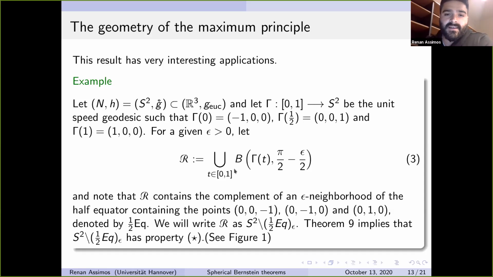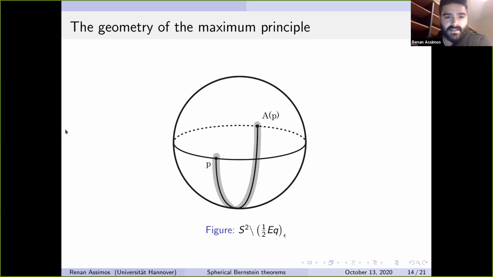We are going to take balls that will have radius pi over 2 minus a tiny epsilon, so that this ball is convex, because these are balls in a sphere. And we take gamma to be a curve connecting minus 1, 0, 0, the North Pole, and 1, 0, 0. So gamma is a curve coming from here, going all the way up, and then going to here again.